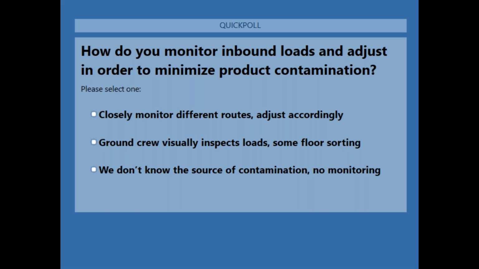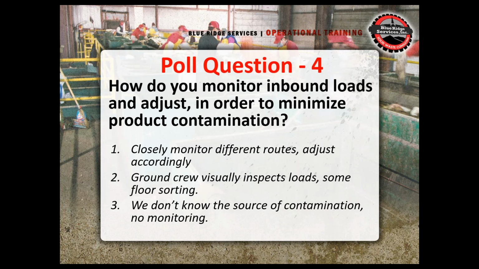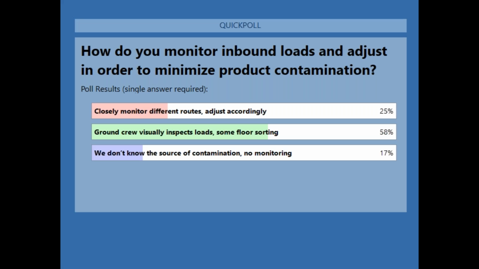All right, I'm going to close that out, and here are our results. So we have 25% are closely monitoring different routes and then making adjustments. 58% of us have ground crew that are visually inspecting the loads and then doing some floor sorting. And then 17% say that they don't really know the source of contamination, so there's not really a lot of monitoring going on.